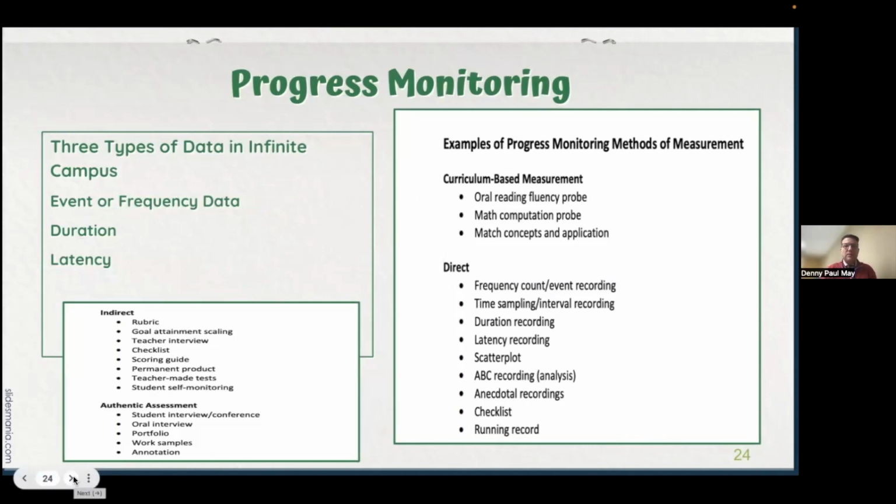So what we're saying is you can use all these different examples, but you eventually are going to turn it into three different types of data. You're either going to turn it into a percentage that you can count and measure, and that's going to go under an event or a frequency count, or you're going to measure how long a behavior lasts, or you're going to measure how long it takes a kid to get started. And that's the only three types of data that we can use in Infinite Campus. So that kind of simplifies it a little bit.